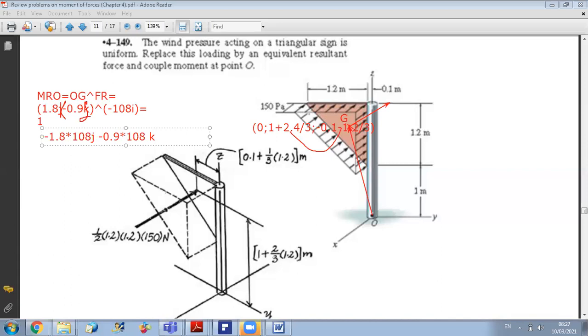Any question on this problem? Why did we write FR as minus 108? Because if you calculate its value, the magnitude is 150 times 1.2 times 1.2 over 2. If you do the calculation, it's 108. And since it is parallel to x in the negative direction, it is minus 108.